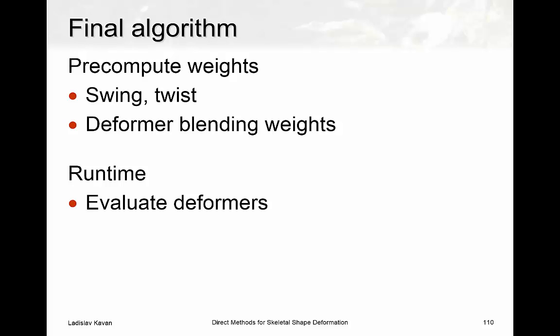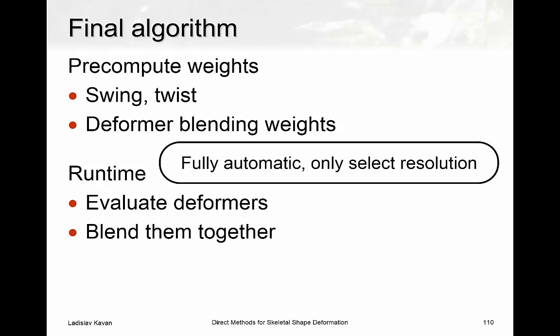And at runtime, all we do is evaluate the deformers, and we blend them together. It's really very similar to standard skinning, just that instead of rigid transformations, you're evaluating the deformers and then blending them, just like in skinning. So the cool thing is that this is fully automatic. You almost don't need a rigger here, even though that's a very over-statement. Riggers would probably disagree.